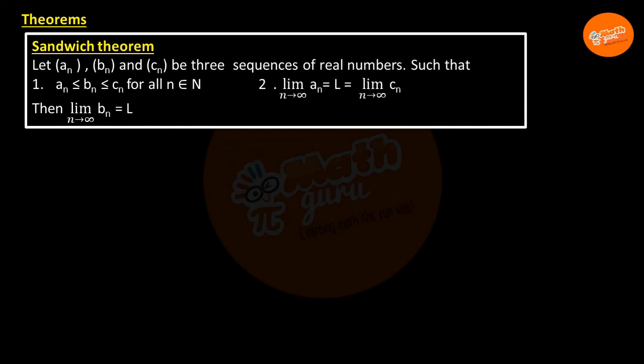Sandwich theorem. a_n, b_n and c_n are three sequences of real numbers. If a_n is less than or equal to b_n less than or equal to c_n for all n greater than N, where N belongs to natural numbers, and limit a_n equals L equals limit c_n, that is, a_n and c_n converge to the same point, then b_n also converges to L.